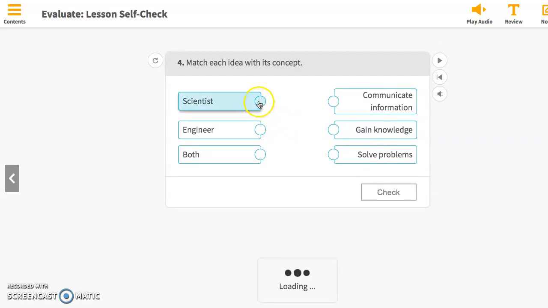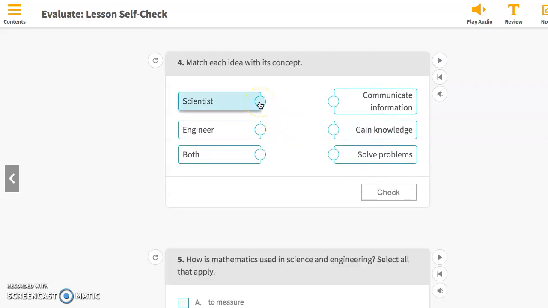Alright, so we got to match the idea with the concept. So what does a scientist do? They're the ones that are telling them about outer space, right? So they're getting all of the knowledge. Scientist is getting knowledge. An engineer is trying to solve a problem. That's what I would be out of the two. Do I want to gain knowledge and create more problems, or do I want to be an engineer and solve those problems? Both have to communicate what they're doing, otherwise it won't work.